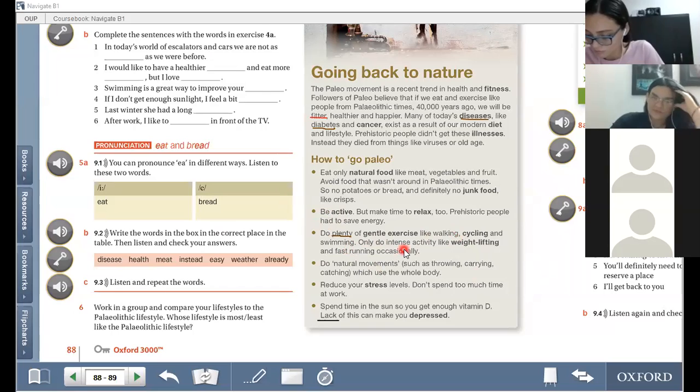Do plenty of gentle exercise like walking, cycling, and swimming. Only do intense activity like weight lifting and fast running occasionally.